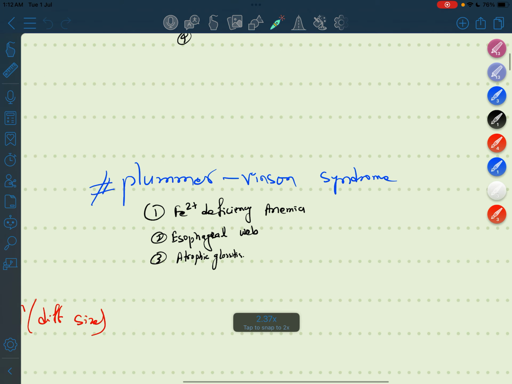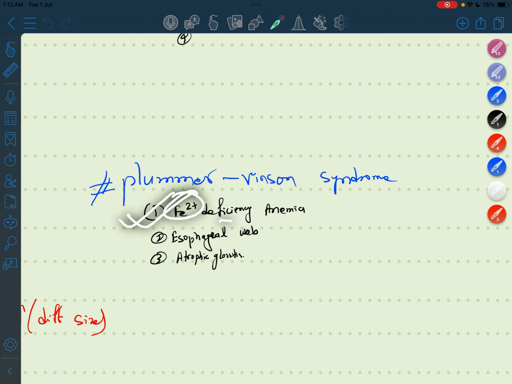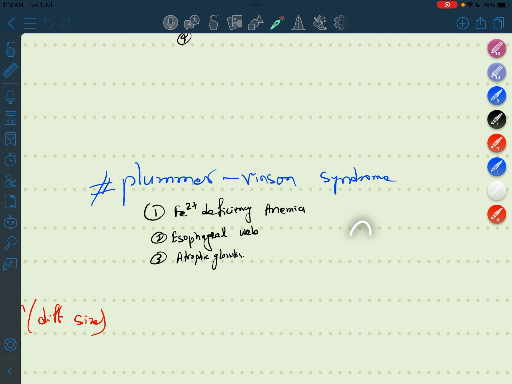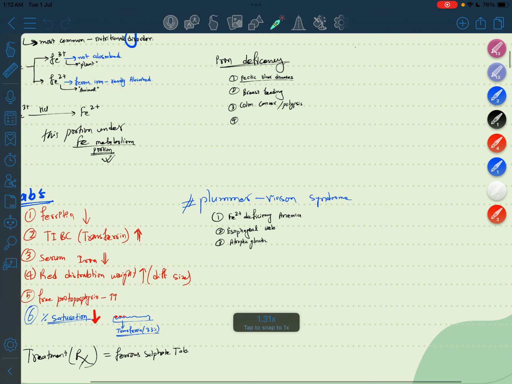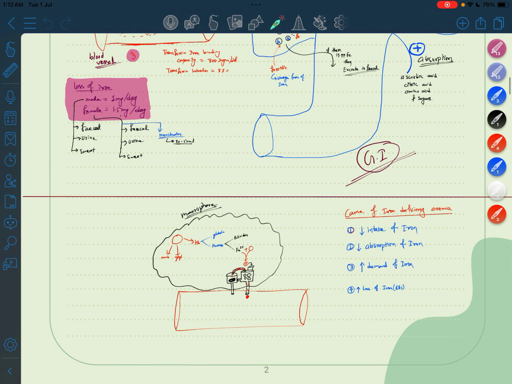And there is also Plummer-Vinson syndrome. Plummer-Vinson syndrome is a deficiency of iron with anemia, esophageal webs, and atrophic glossitis. When you look at the esophagus, there is web formation, and also atrophic glossitis due to deficiency of iron. This leads to iron deficiency anemia. This is regarding iron deficiency anemia.